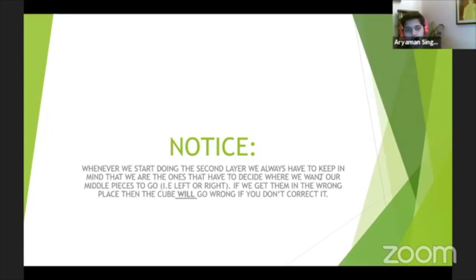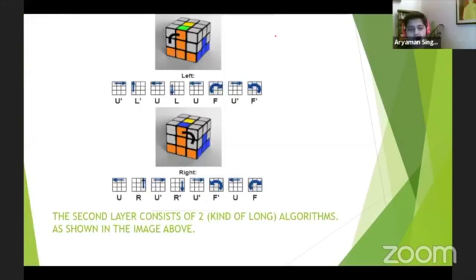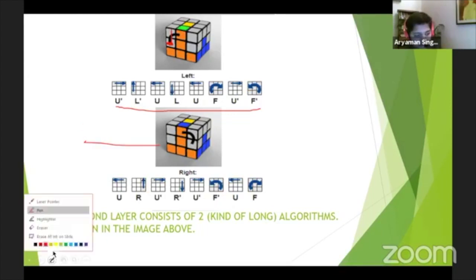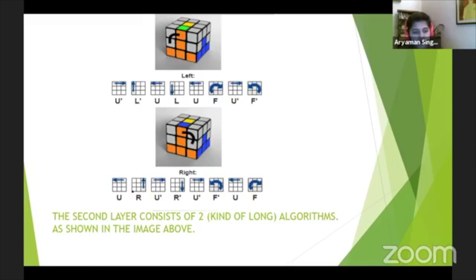Okay, so when that's done, I'm just going to show you the presentation which I was trying to show you. See, these are the algorithms I'm talking about. If we want to get the middle piece to the left, we have to get the middle piece over here, then use this algorithm. And when we want to get the middle piece to the right, we have to use this algorithm over here. In either case, we have to use our intellect to determine which piece is to go where.